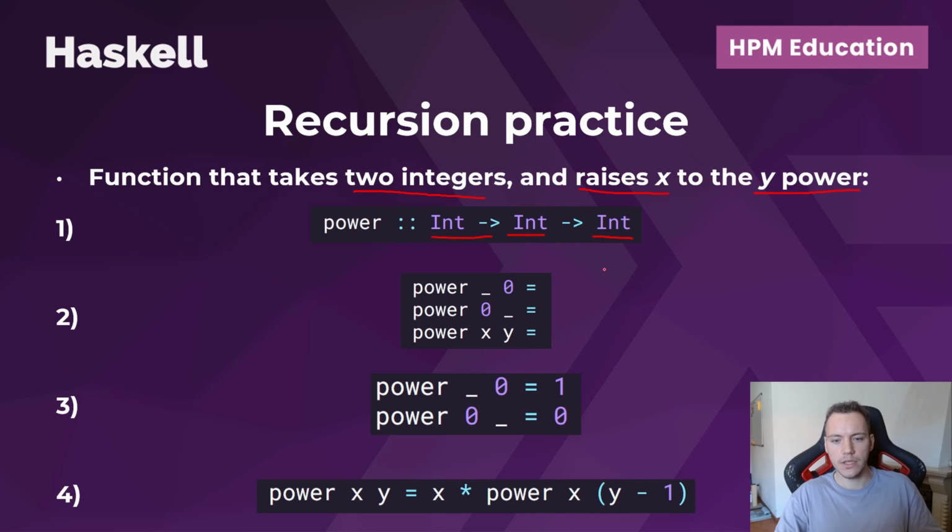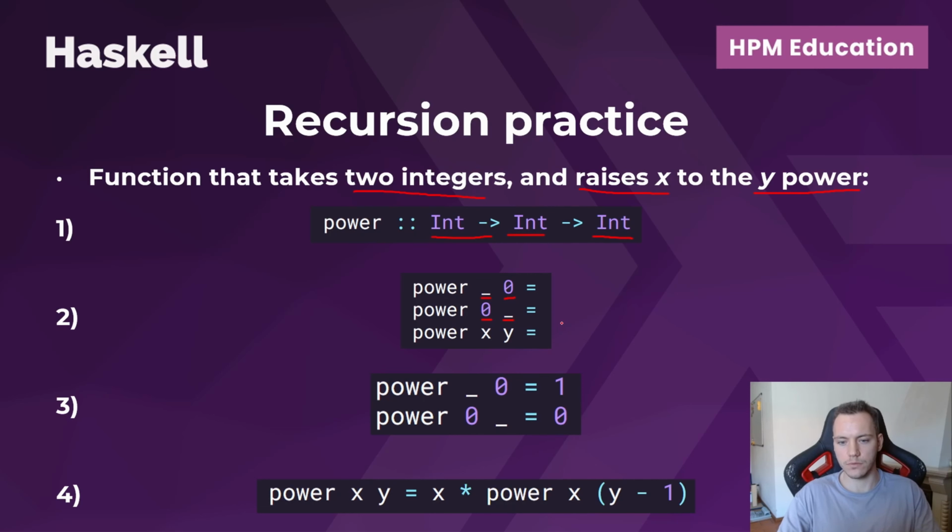The second step is to enumerate all the cases. So we start with the simple ones where each of the arguments is 0. The first case is the power, so y is 0, which means raising any number to the power of 0. That will be our one simple case, right? Then the second one is if we get a 0 as the number raised to the power of anything else.